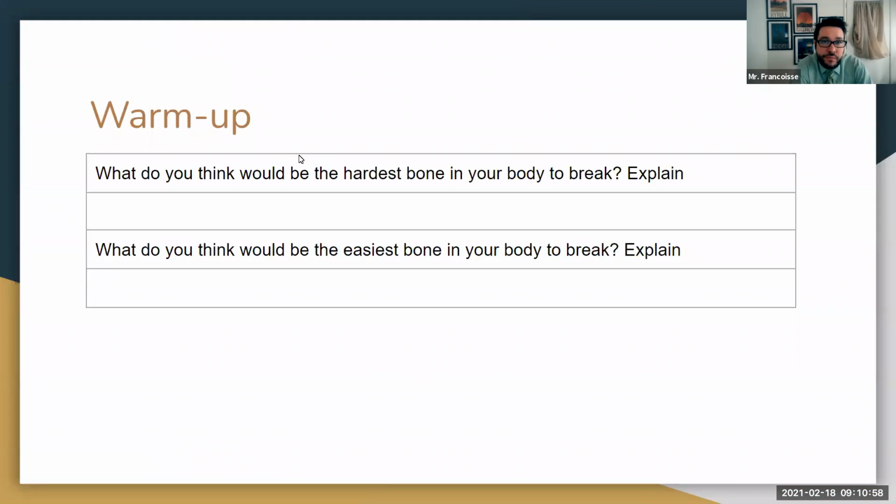Fractures are another term for a broken bone. So if you have a fractured rib, you have a broken rib. So just out of curiosity, you guys can use the chat or you can say it. What do you think is going to be the hardest bone in your body to break? Your leg? Yeah. Your jaw? Okay.